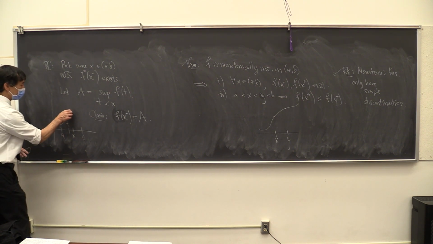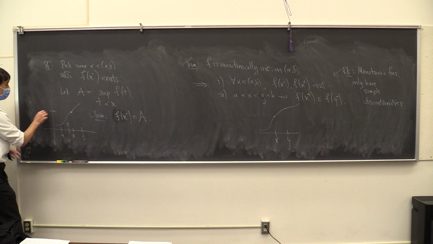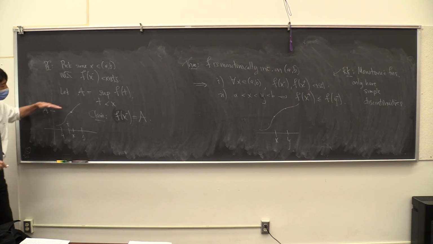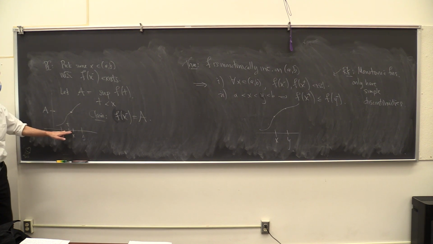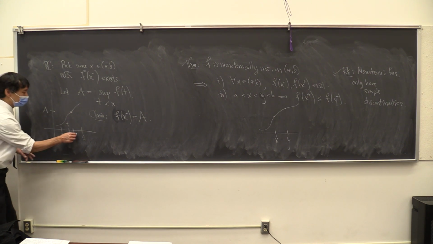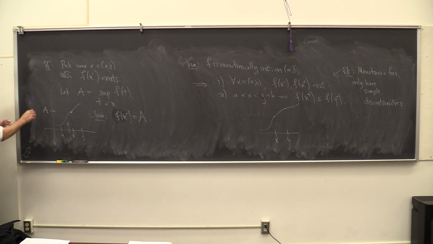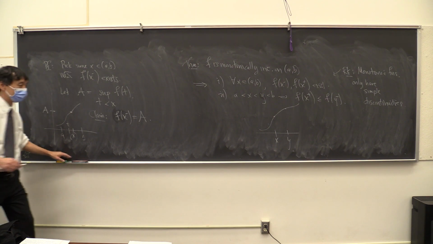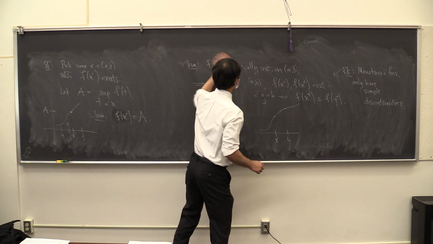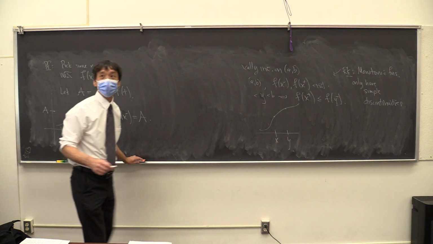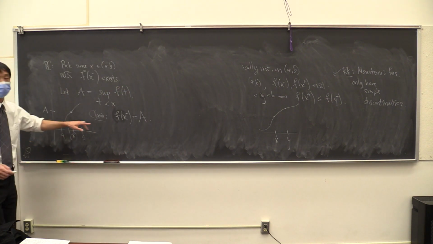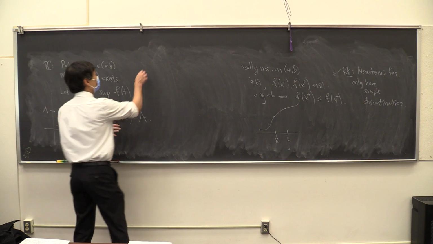Okay, so here's the picture. Here's the A. We're claiming that the supremum of all these guys is the left limit at x. This is basically just chasing definitions, right? We want to show this thing is the left limit. What do we have to do?